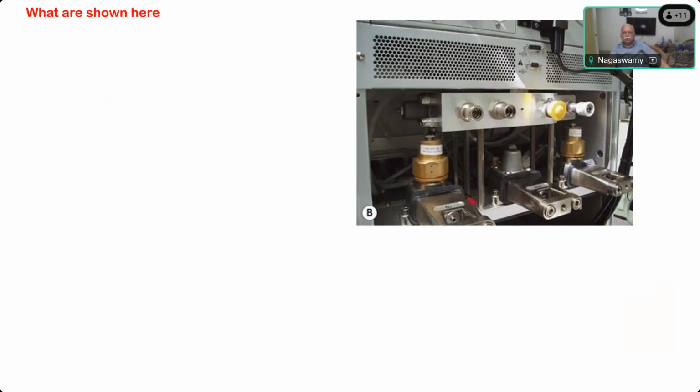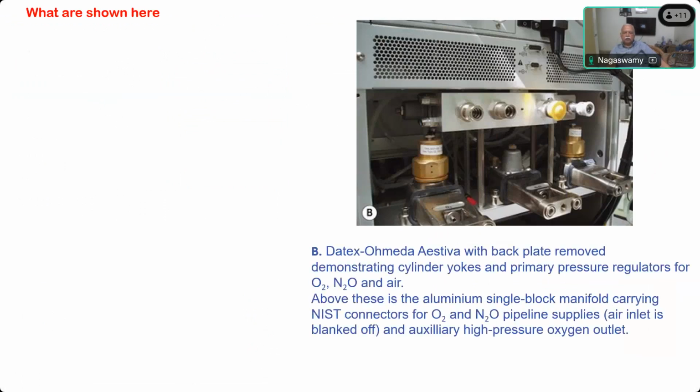This is the picture from the modern anesthesia machine. Okay, can you identify that? This is the Datex Ohmeda machine with the back plate removed. So when you go back and tomorrow see in your theatre, your workstation, you won't find anything like this. Everything will be sealed in a back plate. So unless you remove that, you can't see all these parts.